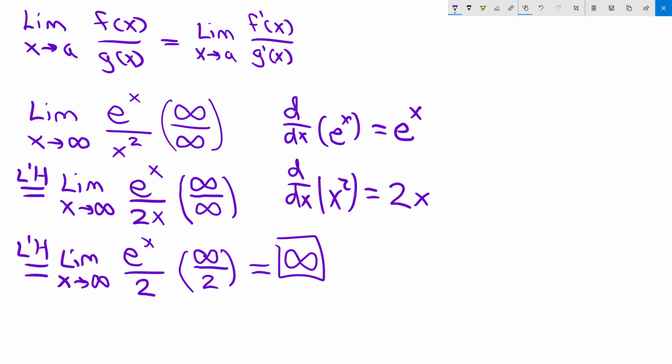So remember our technicalities about limits. Technically, this limit does not exist because it's not going to one specific number, but we do know that we can classify this limit in some way. As x approaches infinity, e to the x divided by x squared gets really big. It goes towards positive infinity.